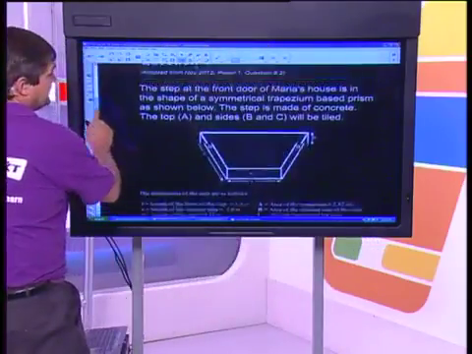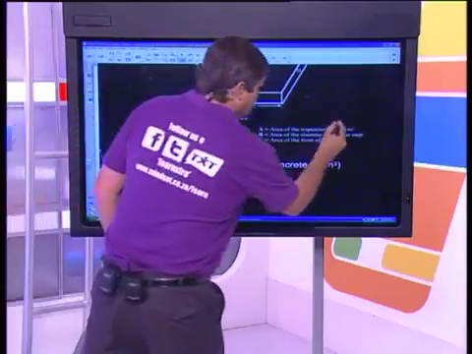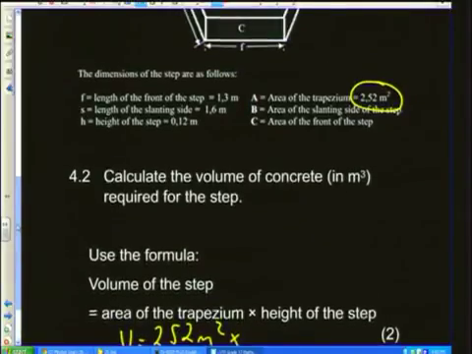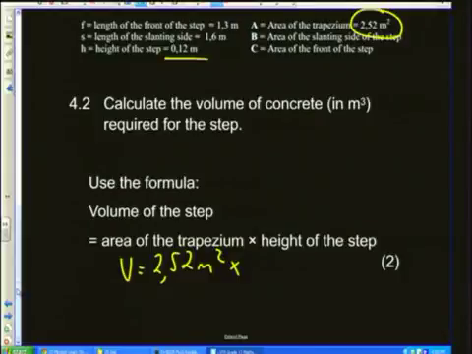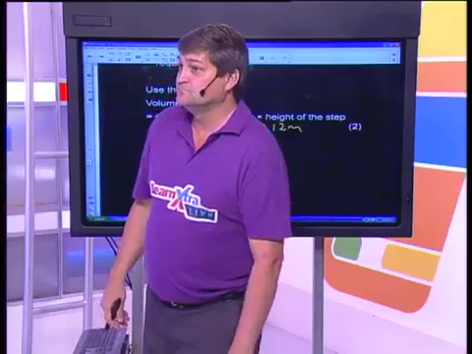Okay? So what is the area of the trapezium? Remember, we filled it in our last one. We were told it was 2,52 meters squared. So I'm going to say the volume is equal to 2,52 meters squared times the height. And we were told that the height of the step is 0,12 meters, times 0,12 meters equals. So out comes the calculator. What do we say? UTC. Use that calculator.